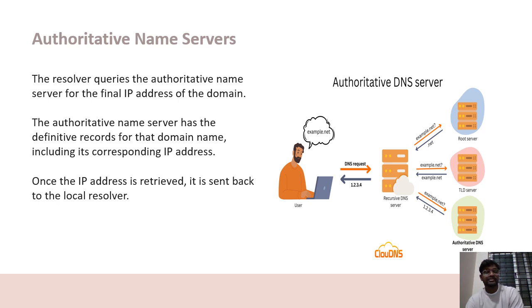Authoritative name servers. The resolver queries the authoritative name server for the final IP address of the domain. The authoritative name server has the definitive records for the domain name, including its corresponding IP address. Once the IP address is retrieved, it is sent back to the local resolver.